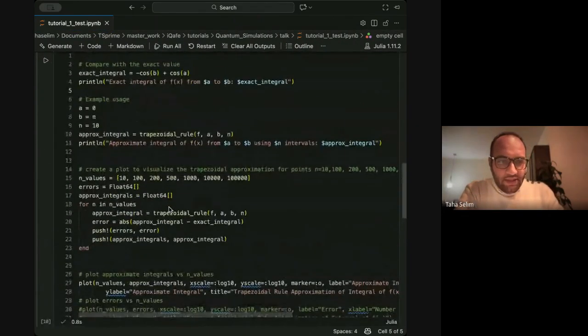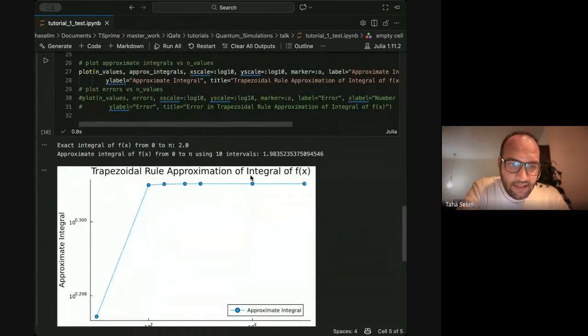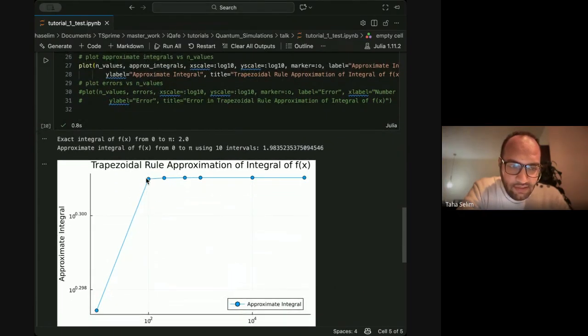Now what I plotted uses different numbers of points. You can have 10 points under the curve to represent these trapezoidal intervals, and you can have 100, 200, 500, 1000, 10,000, and even 100K points. You still see some fluctuations, but around 100 points the integration has converged. So you need about 100 points to get an acceptable level of precision in quantum simulations if you use integration with the trapezoidal rule.